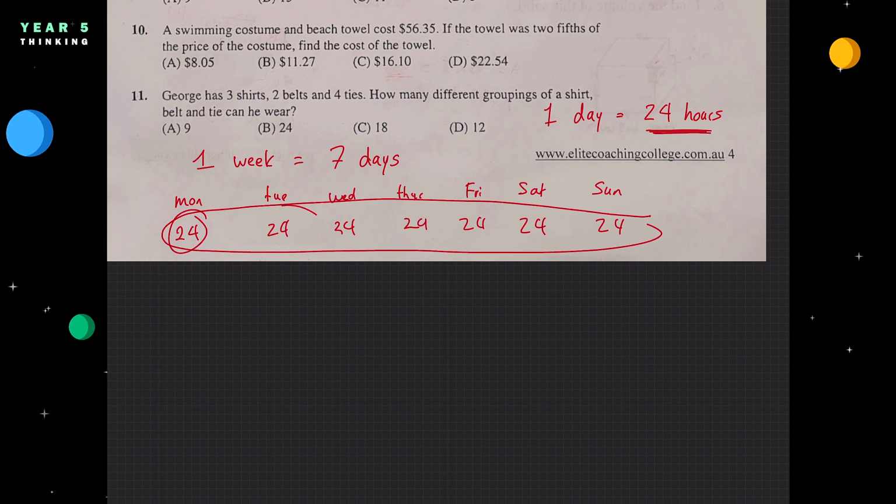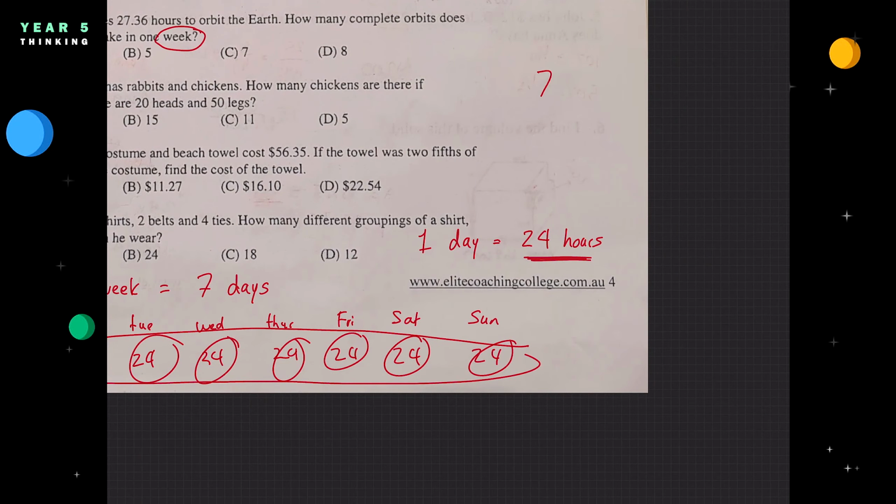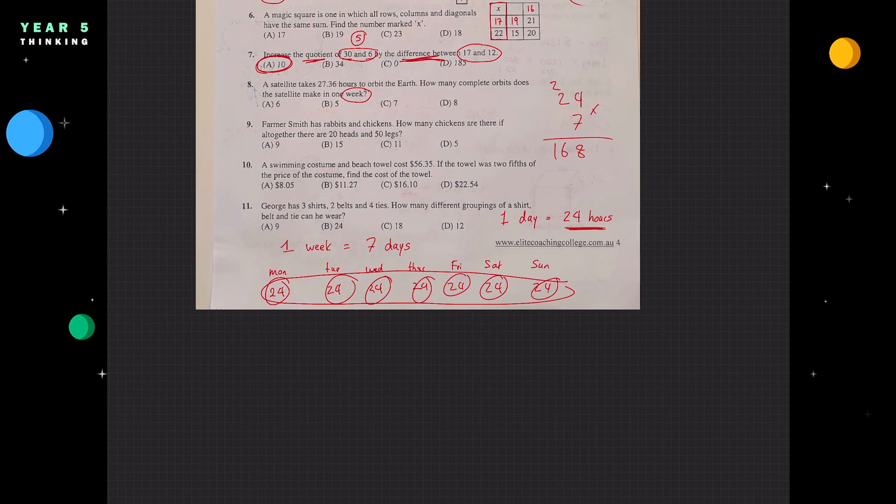Well, there's 7 lots of 24, right? So we do 7 times 24 and we work it out. 7 times 4 is equal to what? 28. 7 times 2 is 14. 14 plus 2 is 16. So there are 168 hours in a week. Alright, that's the first step. We need to work that out.